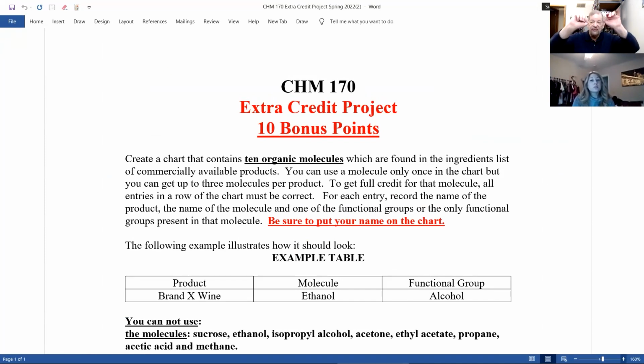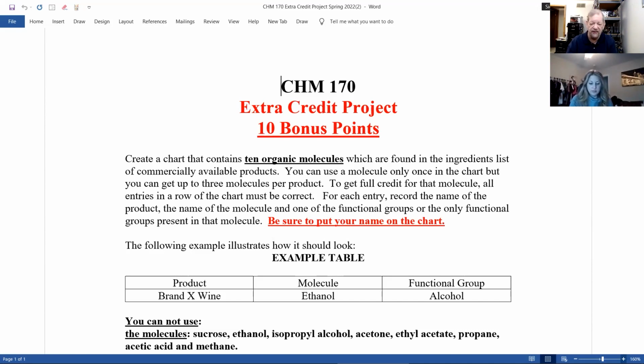How do you get 10 points? Create a chart that contains 10 organic molecules that are found in the ingredient list of commercially available products. In other words, anything you can buy. And you can use a molecule only once in the chart. And also you can get up to 3 molecules per product. That's my sneaky way of having you look at a couple different ingredient lists, to get full credit for that molecule. All entries in a row must be correct.